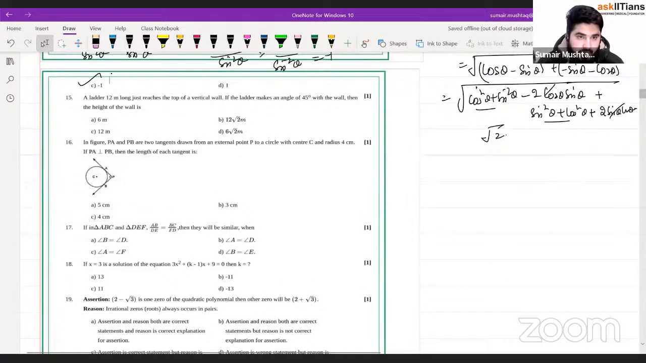Okay. Next question. The ladder is 12 meter long and the vertical top makes the angle 45 degree with the wall. What is the height of the wall? Simple question. Yes, it is given that you have a ladder. See, let us suppose you have a ladder like this. Okay, this is 12 meter long. That means this is 12. Okay, it makes 45 degree here. Okay, this is 90 degree. What you have to find? You have to find this height of the wall.